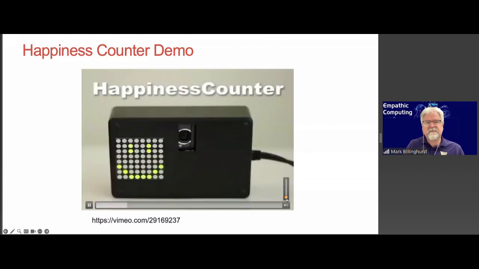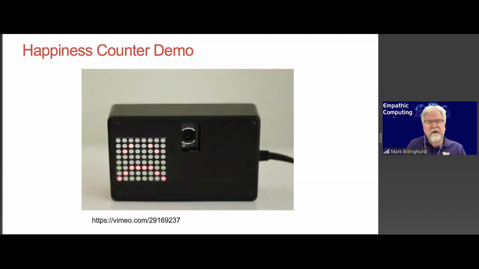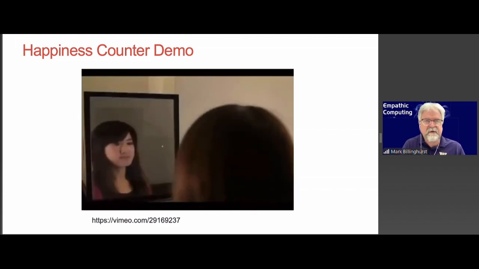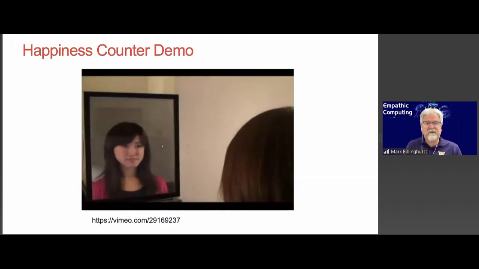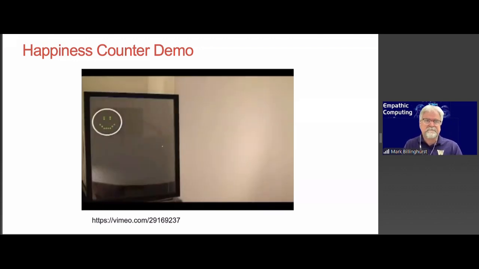So this is the system here. This is his happiness counter, and it's basically a Sony Cyber-shot camera inside a box. When you smile or you frown at the camera, it detects the expression and it will show it on those small LEDs. So you can see the lady here in front of the mirror, and when she smiles, the smile comes on in front of the mirror there.